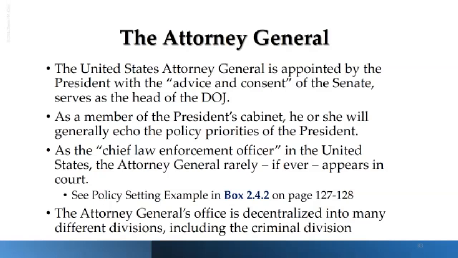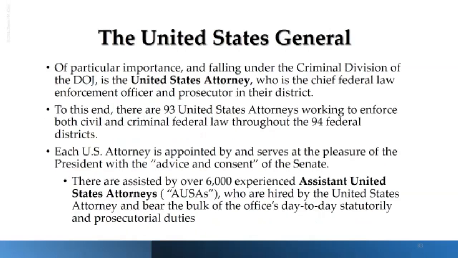Now, that being said, the Attorney General's office, as we saw, is decentralized into many different divisions, and for our purposes, definitely the criminal division. Of particular importance, again falling under the criminal division of the DOJ, as I said before, is the United States Attorney. The United States Attorney is the chief law enforcement officer and prosecutor in their district. If you recall the map that we looked at in a previous class, with lines running through the United States, each line was a district. Well, there are 93 United States attorneys working to enforce both civil and criminal federal law throughout 94 districts.